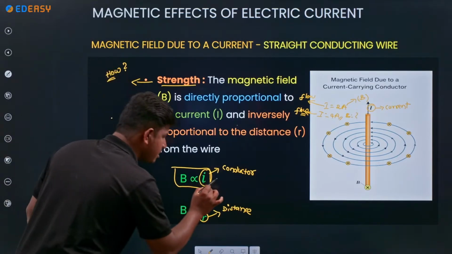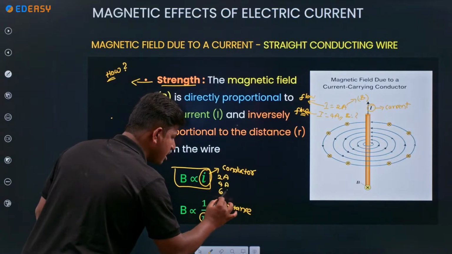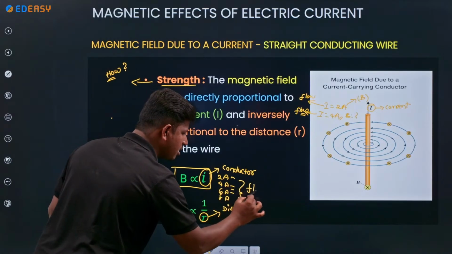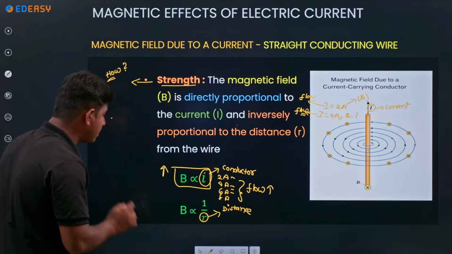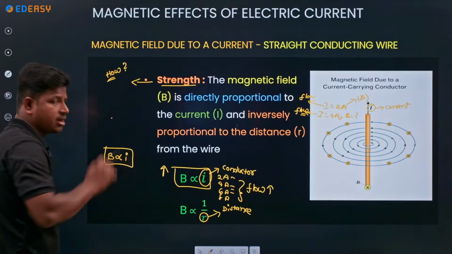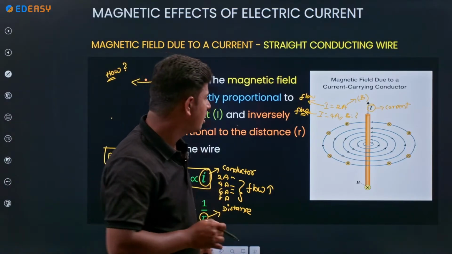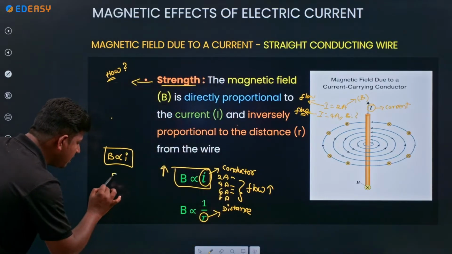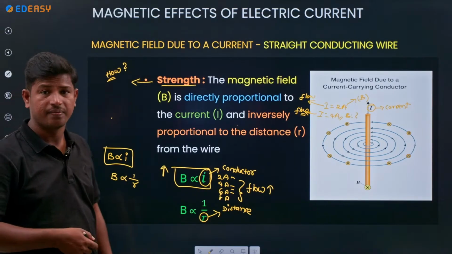Current increases: 2 amperes, 4 amperes, 6 amperes, 8 amperes. Current increases means flow also increases, and if flow increases, the magnetic field increases. That's why the magnetic field is directly proportional to the current. And coming to the second point, the magnetic field is inversely proportional to the distance.